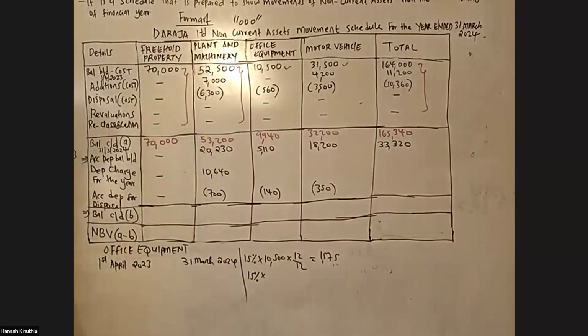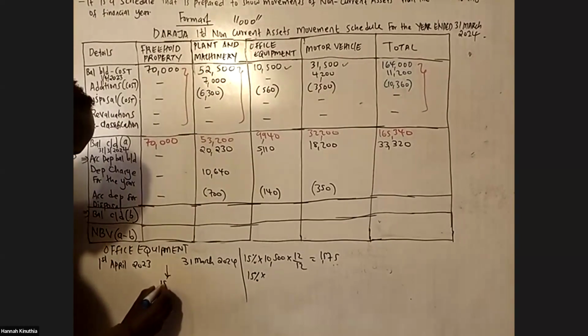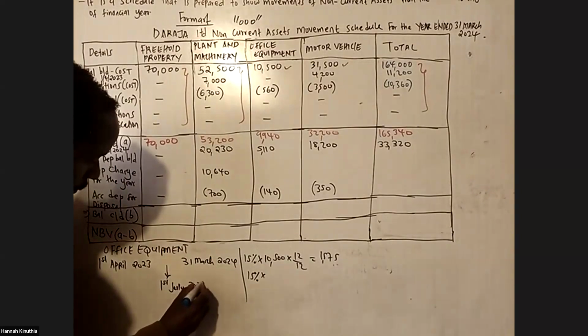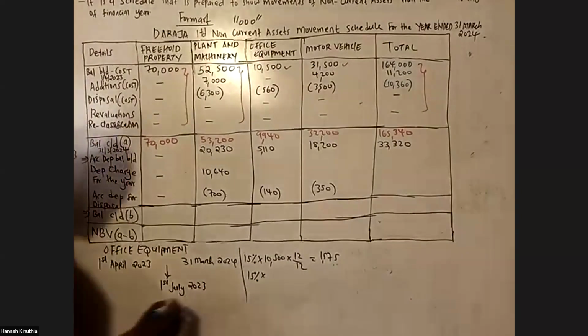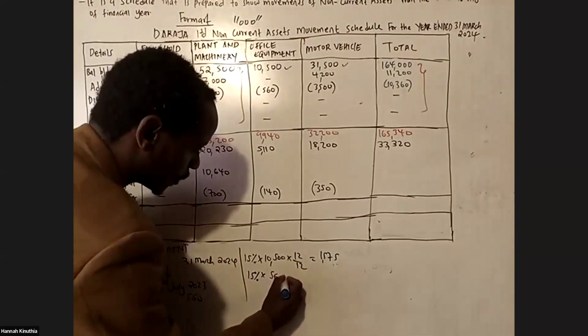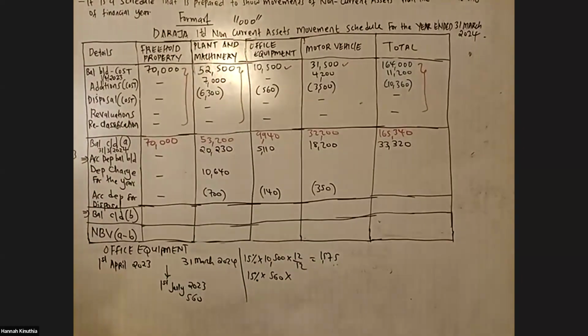Now the disposal of machine at which cost? So what's the cost of that machine that was disposed? So atuambia on 1st July 2023. So hapa katikati. On 1st July 2023, there was a disposal of machine at which cost 560. So 15% of 560. Now unajiuliza, this machine was used for how long? Hii machine ilitumika kwa muda kiasi gani? From 1st April to 1st July.